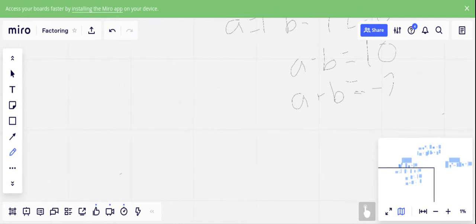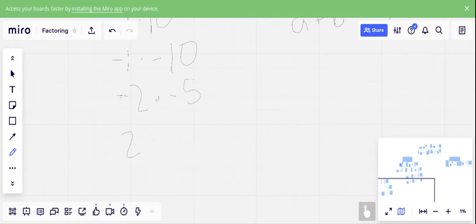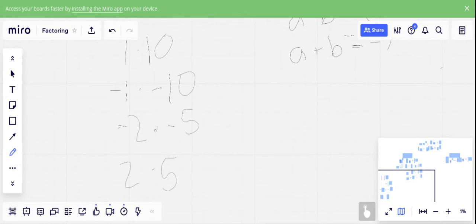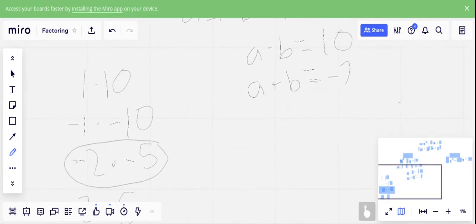So let's list the factors of 10. There's 1 times 10, there's -1 times -10, there's -2 times -5, and then there's 2 times 5. These are the four factor pairs, and out of these, only -2 and -5 will add up to -7. So -2 and -5 are the roots.